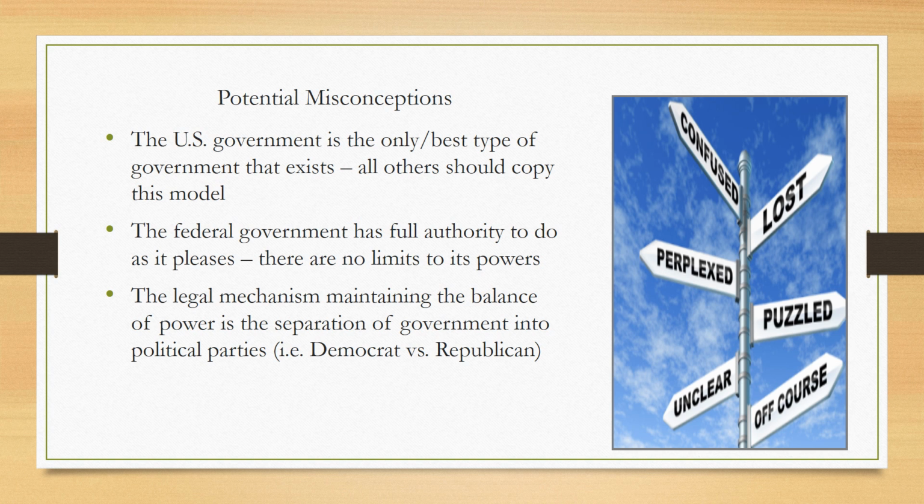The second potential misconception is that the federal government has full authority to do whatever it pleases, that it is actually an omnipotent entity. And the third potential misconception is that the Constitution called for political parties to balance federal power, to provide checks and balances on federal power.